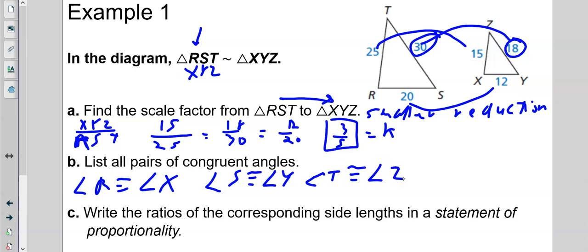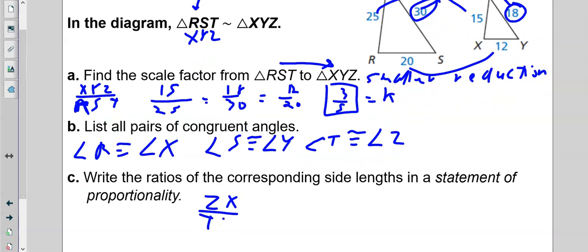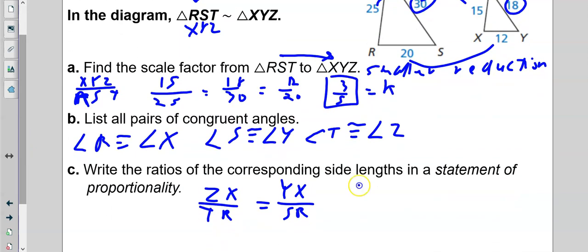Write the ratios of the corresponding side lengths in a statement of proportionality. Well, we kind of did that already. 15 and 25, so 15 was ZX, and 25 was TR. Sorry. And then YX and SR. And then XZ and RT.